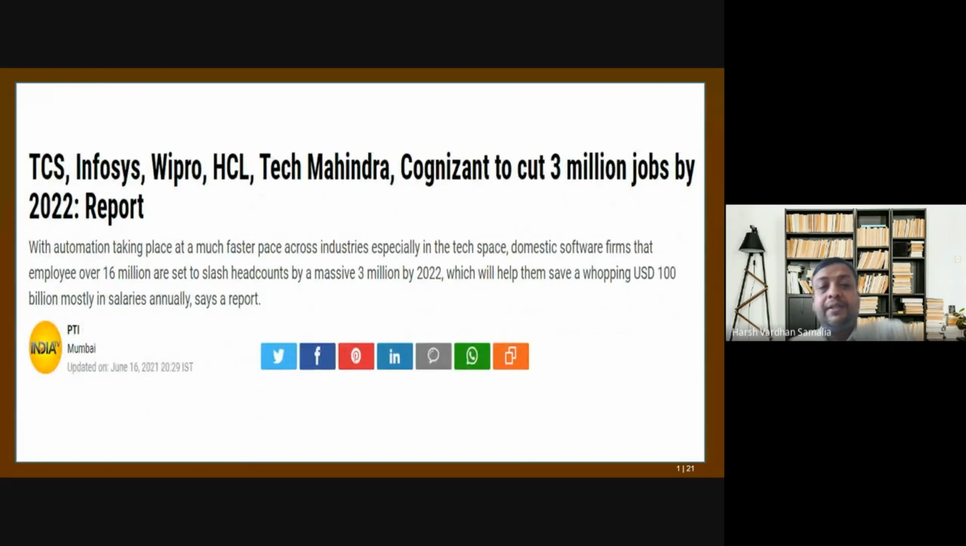Because of this, a lot of things are happening, some positive, some negative. In negative terms, a large number of IT jobs are being cut. Some of the foreign banks are now filing for bankruptcy. As per one of the reports of 2021, around 3 million jobs are supposed to be cut, and you have seen some of them being done by a large number of companies, which includes Google, Cognizant, Deloitte, and so on.